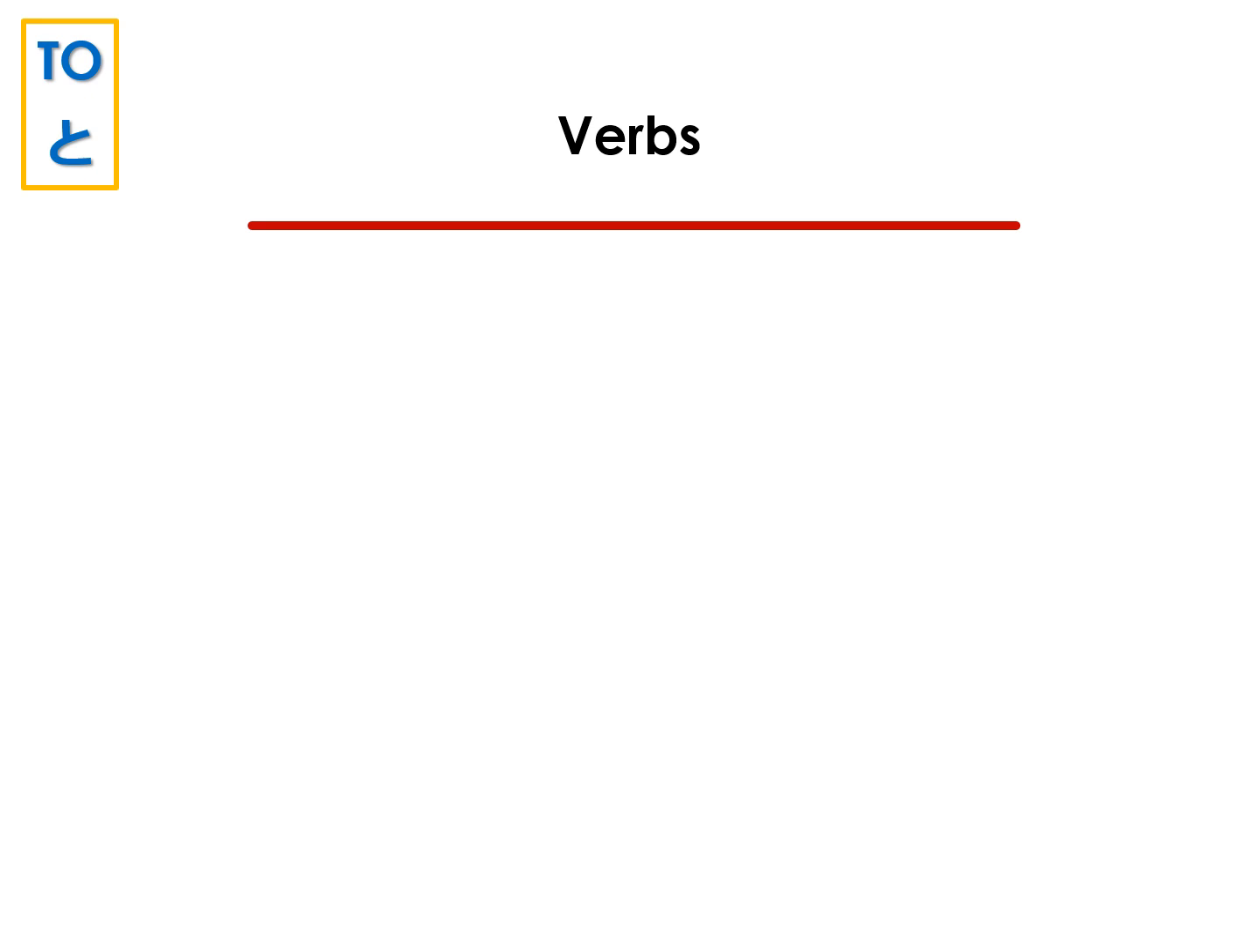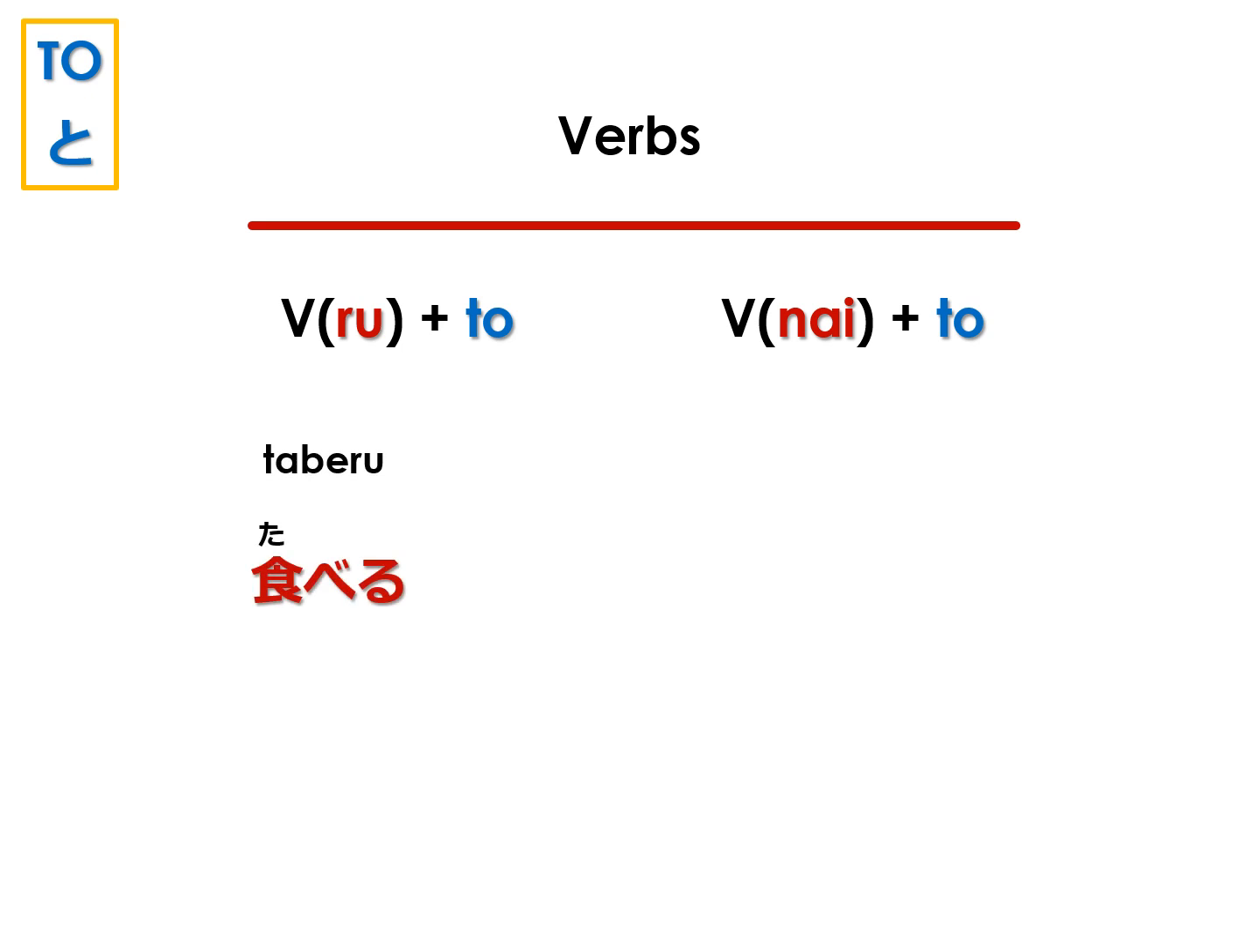Let's start with verbs. To form the affirmative, simply take the dictionary form of the verb and add to. For example, the verb taberu, to eat. When you add to, you form taberu to, which means if you eat or when you eat.